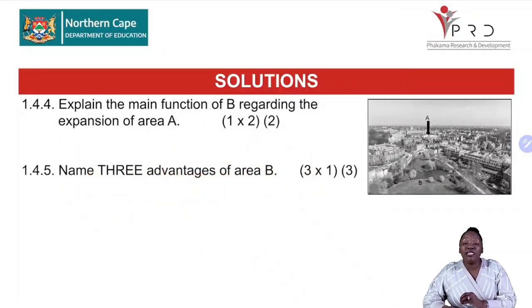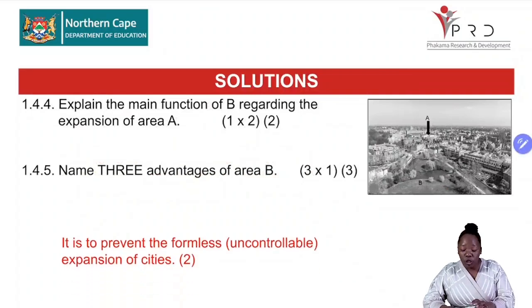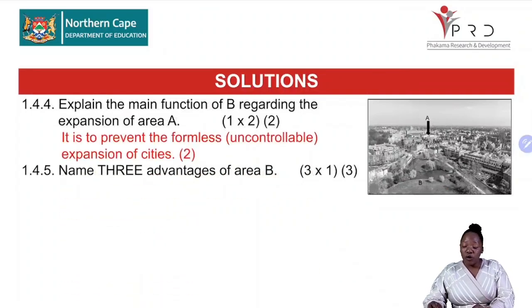Then we're looking at your 1.4.4. You explain the main function at B regarding the expansion of area A. So then, it is to prevent the formless or that uncontrollable development we're talking about in the expansion of the city. Remember, here there is water, which will limit people. No one can build anything in the water. And also there is those vegetation as well as the trees, which will prevent that formless or uncontrollable expansion.